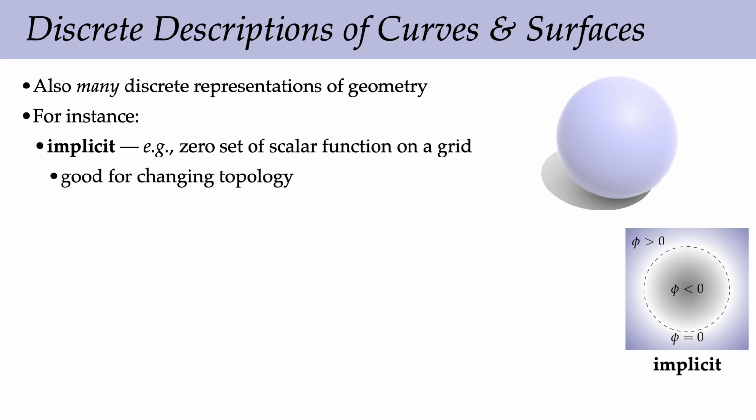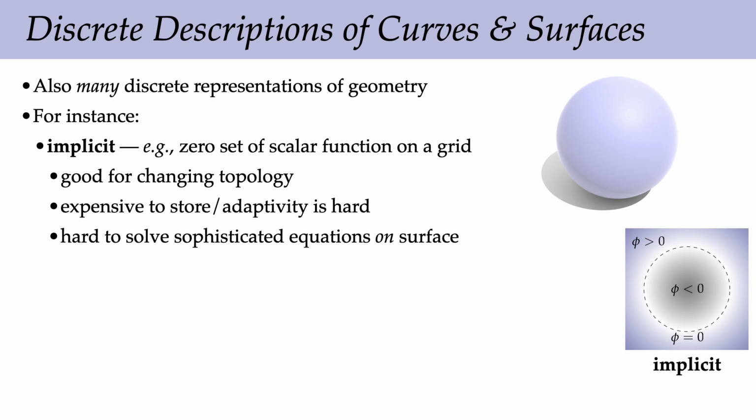On the other hand, storing this implicit function, let's say on a grid, is really expensive. I have to store a lot of values. Adaptivity is hard if I want more resolution in one place than another, and it might become hard to solve sophisticated equations on the surface. There are ways to do this, but maybe not completely natural.